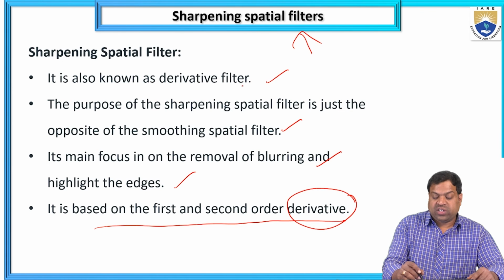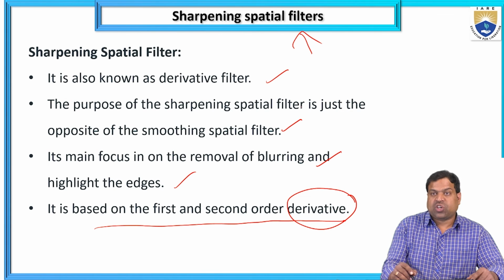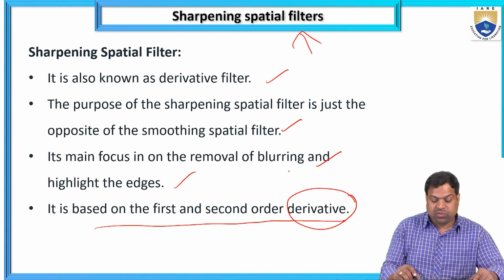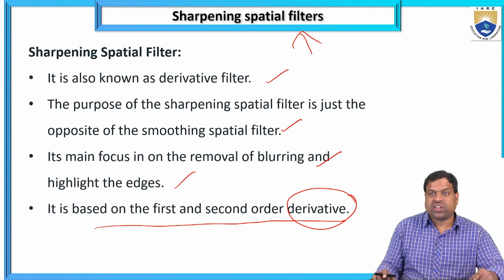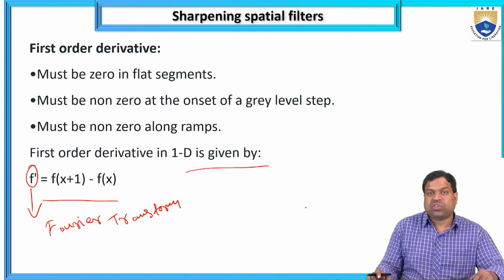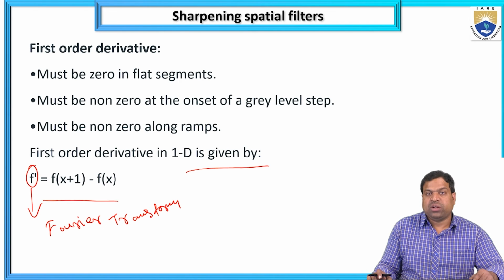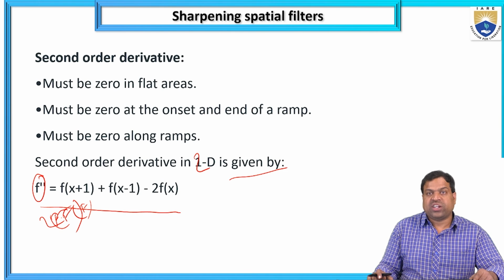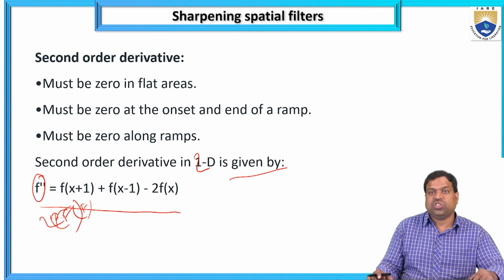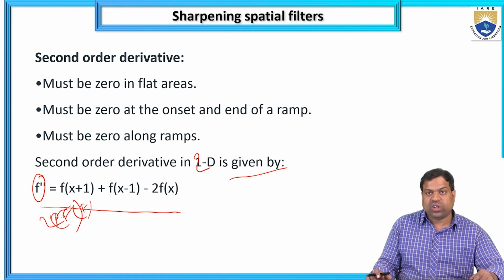It is also known as a derivative filter, and the purpose of the sharpening filter is just the opposite of the smoothing filter. The main focus is the removal of blurring and highlighting the edges, and it is based on the first and second order derivatives. So what does first order mean? It must be zero in flat areas and must be non-zero at the onset and along ramps. The first order derivative is f dash equal to f of x plus 1 minus f of x. The second order derivative must be zero in flat areas and must be non-zero at the onset, and zero along ramps.